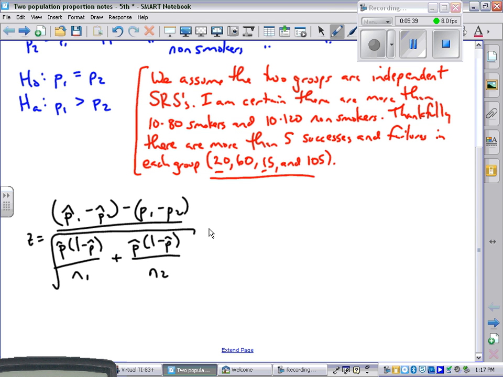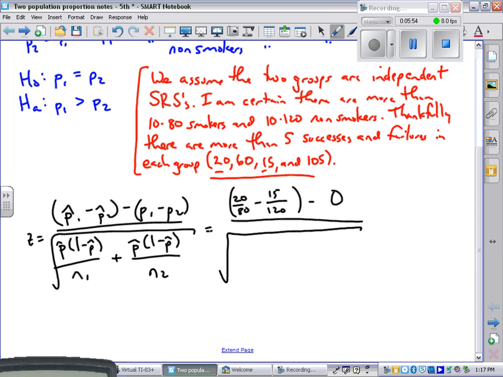So now let's plug in the numbers. So P-hat 1 was 20 over 80. P-hat 2 was 15 over 120. Minus, what's P1 minus P2? 0 over big square root. Now, how many people had heart disease? Now, that's how many people I sampled. 35 of them had heart disease out of the 200 that I sampled. And this is 1 minus 35 over 200 over the number of smokers plus the same thing, this pooled P-hat, counting everybody in the same group, over the number of non-smokers.